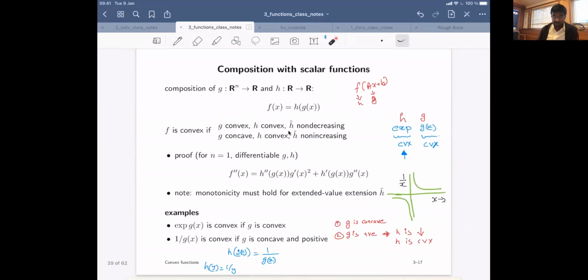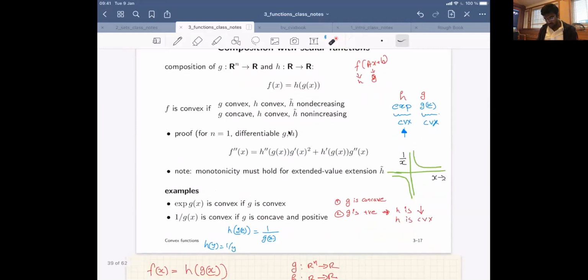Composition with a scalar function. This is a very useful thing. Let's see what it is saying. So we have a function defined like this: f of x is h of g of x. This is called composition. The inside function g maps from R^n to R. So you have x in R^n, and you are considering a function g of x which maps that to a real value. Again, you pass that to the argument of another function h, which is from R to R.